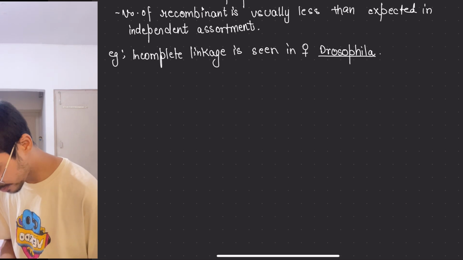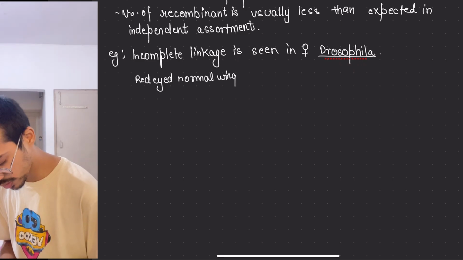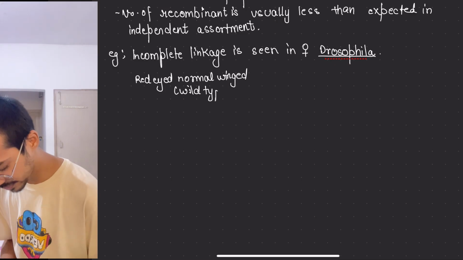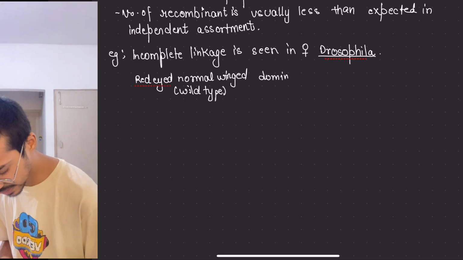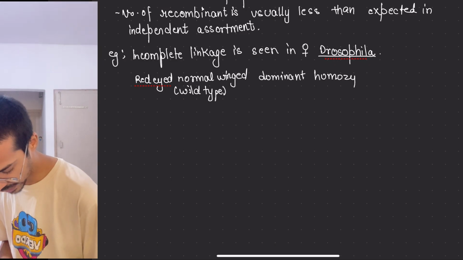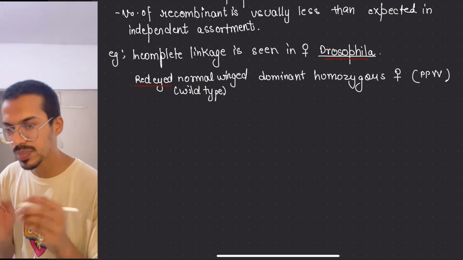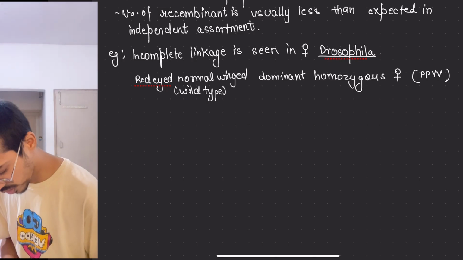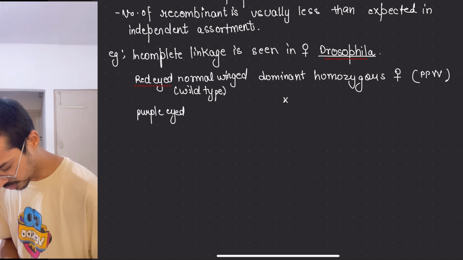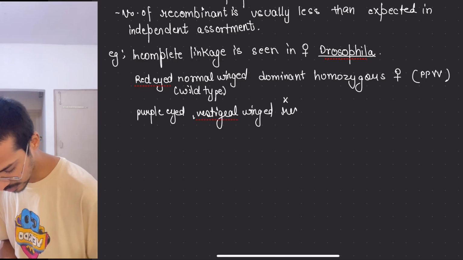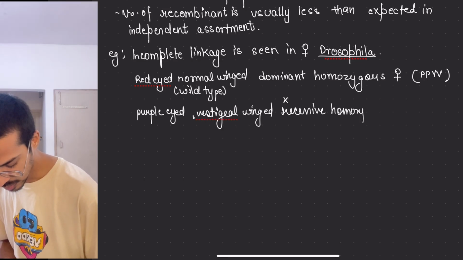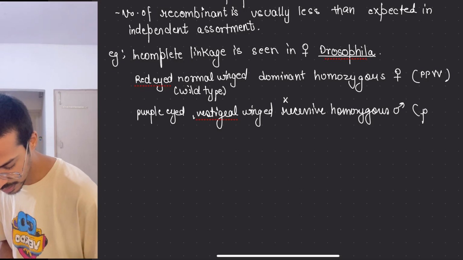So we have red-eyed normal wing, which is the wild type. This is the dominant homozygous female, same which we have taken earlier. We can even write it like PV also. It is being crossed with purple-eyed, vestigial-winged recessive homozygous male, that is small p, small p, small v, small v.